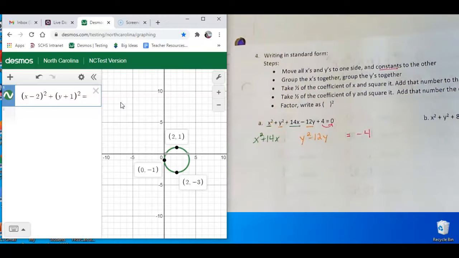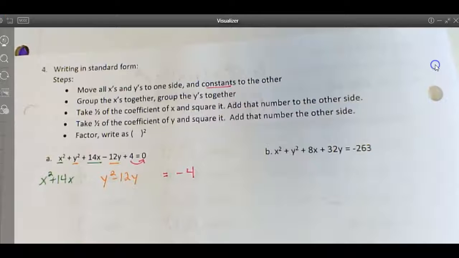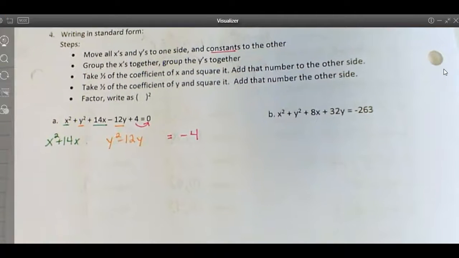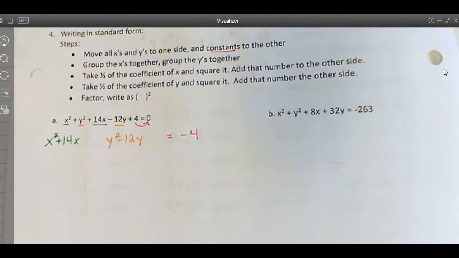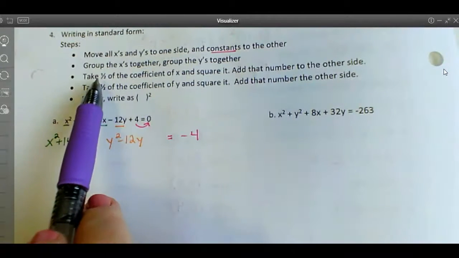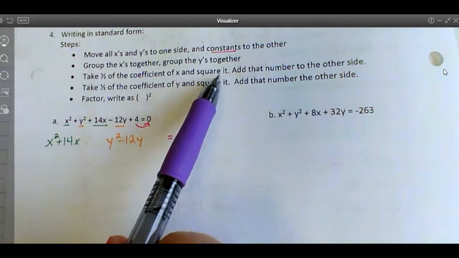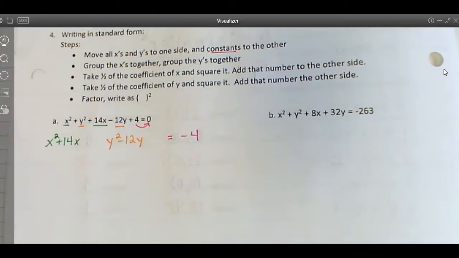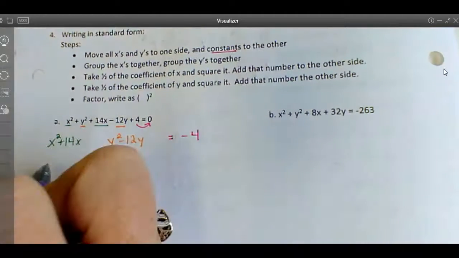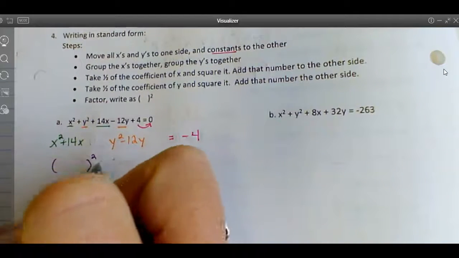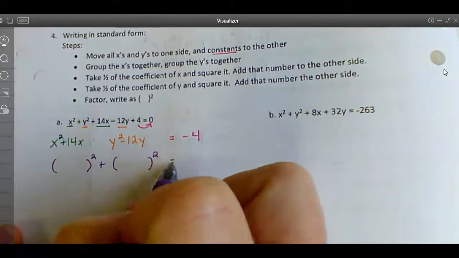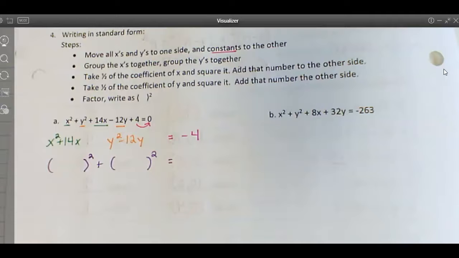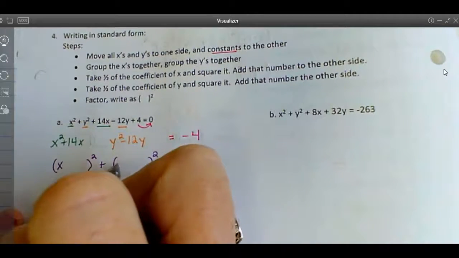Okay, questions so far about what I've done? I'll make that bigger till we need the graph. Good so far? Okay, here's what you do. It says take half of the coefficient of x and square it, add that number to the other side. That's kind of a strange direction, so here's what you do. We're going to make parentheses, because what we want to happen is we want it to look like a circle. So we know that we need a parentheses and squared on each one. Okay? We're going to put an x here, and we're going to put a y here.